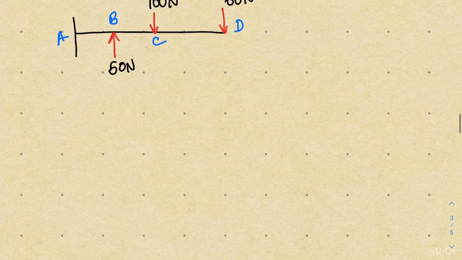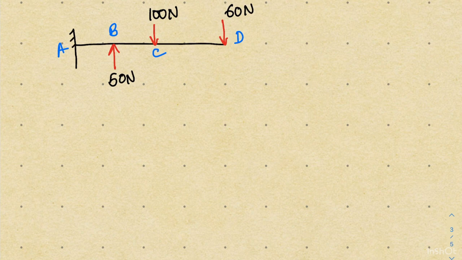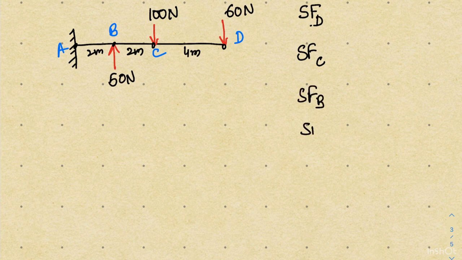So this is my problem statement, and first I am going to make the shear force diagram for the given problem. Here you can see that there are three loads acting at three different positions, and we first have to find the shear force at point D. As I said, I am going to move from the extreme right to the extreme left point. So the shear force at D, shear force at C, shear force at B and shear force at A. In addition to these 4 points, I am also interested in finding the shear force between the points.